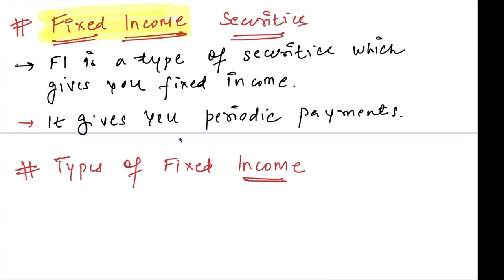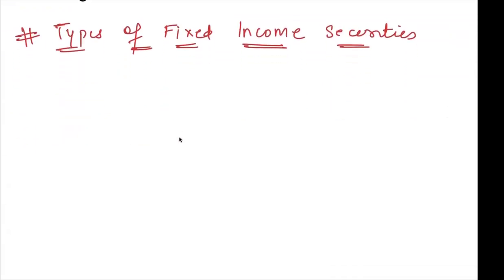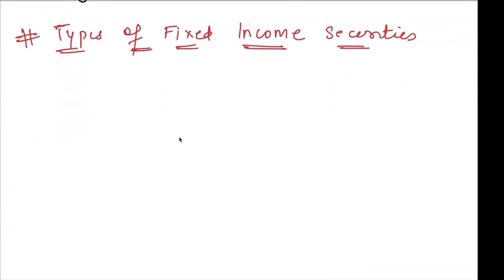So let's understand what are different types of fixed income securities. One thing we understand is fixed income is something which gives us periodic payment. You can get this payment either yearly, or semi-annual, which is every 6 months, or quarterly, which means every third month. You can get it every month, right? So this is what we mean by fixed income, that you are receiving some payment.